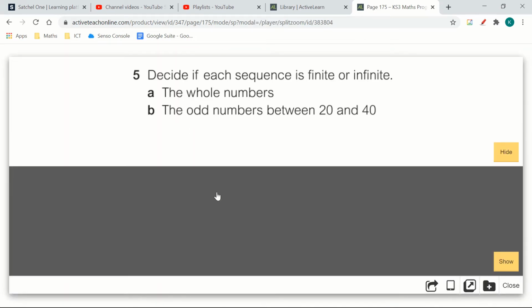Question 5. Decide if each sequence is finite or infinite, as it's written down here. So let's go back again and have you got a note on what infinite and finite numbers are. If you haven't, let's do that now. A finite number is a number that runs out. So the numbers between 0 and 100 stop at 100. And numbers that carry on forever are infinite. So pause the video, work out what they are on there, and make sure that you've got a note about what finite and infinite mean.